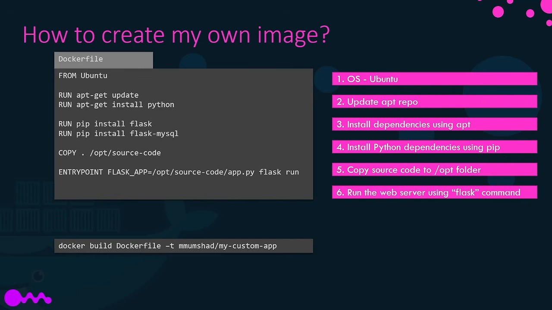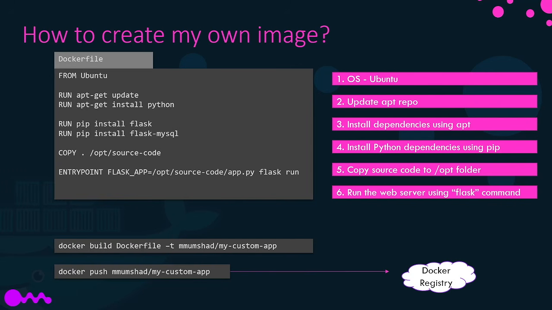To make it available on the public Docker Hub registry, run the docker push command and specify the name of the image you just created. In this case, the name of the image is my account name, which is mmshad, followed by the image name, which is my custom app.